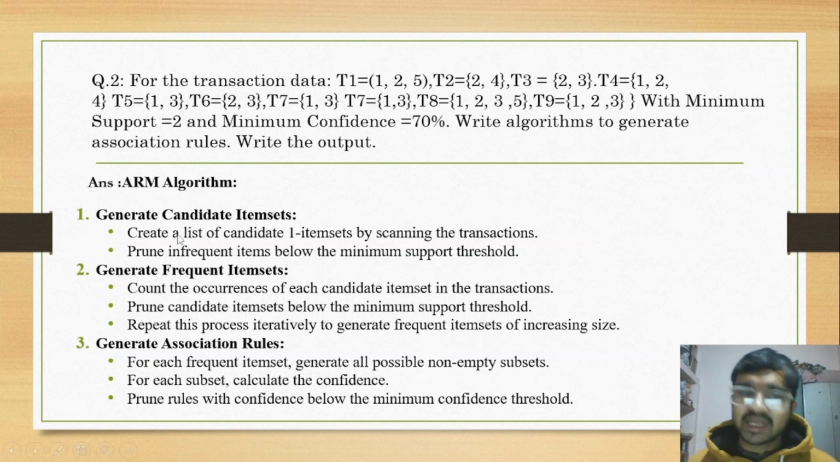First we will generate candidate item sets: create a list of candidate item sets by scanning the transactions and prune infrequent items below the minimum support threshold. Secondly, we generate frequent item sets. In this we will count the occurrence of each candidate item set in the transactions, prune candidate item sets below the minimum support threshold, and repeat this process iteratively to generate frequent item sets of increasing size. And at last we will generate association rules.